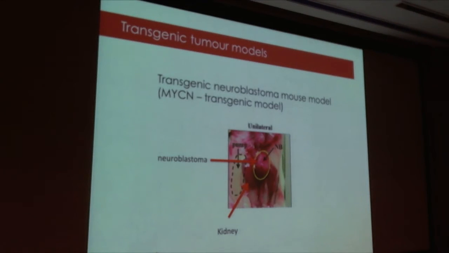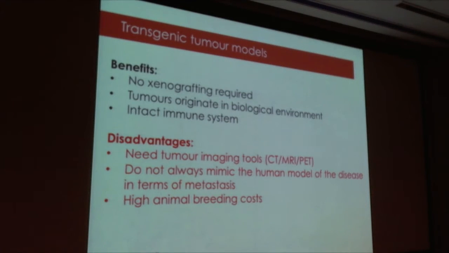Sorry, I know you've all just had lunch, but this is the transgenic tumour model. This is a model that's got a transgene in it that causes neuroblastoma. So 100% of the positive mice develop neuroblastoma tumours. The nice thing about this model is that it forms tumours at the site above the adrenal cortex, where the majority of tumours form, and it actually spreads in the body of the mice as well. So the nice thing is there's no xenografting required. The tumours originate in their biological environment, and they've got an intact immune system.